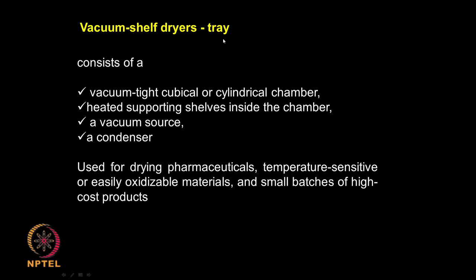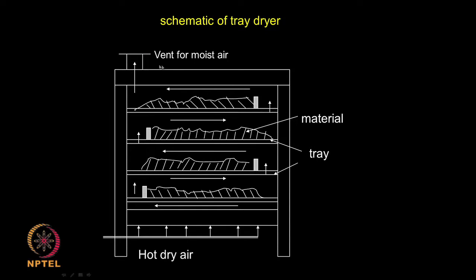Vacuum shelf dryers are also called tray dryers. They consist of a cubical chamber with heated support shelves inside the chamber. There is a vacuum source, and there is a condenser for collecting the solvent or water. It is widely used in pharmaceuticals for temperature sensitive or easily oxidizable material, and we can do it in small batches for high cost products.